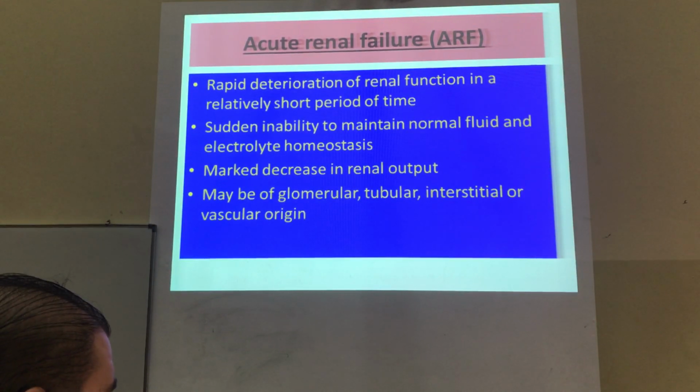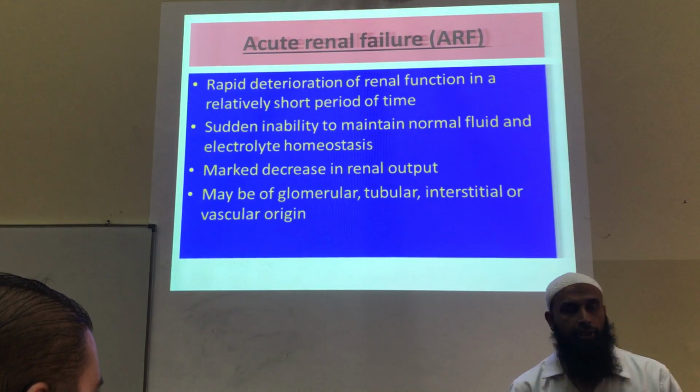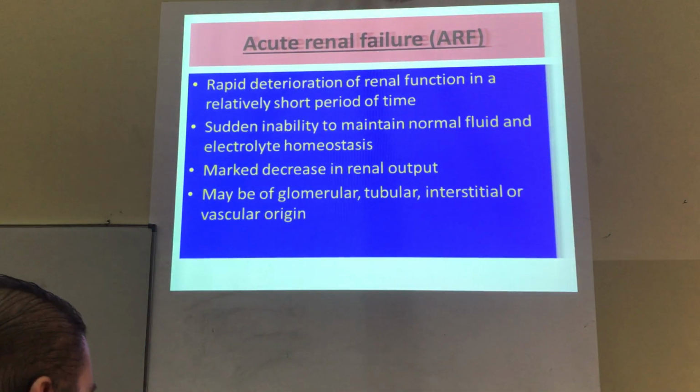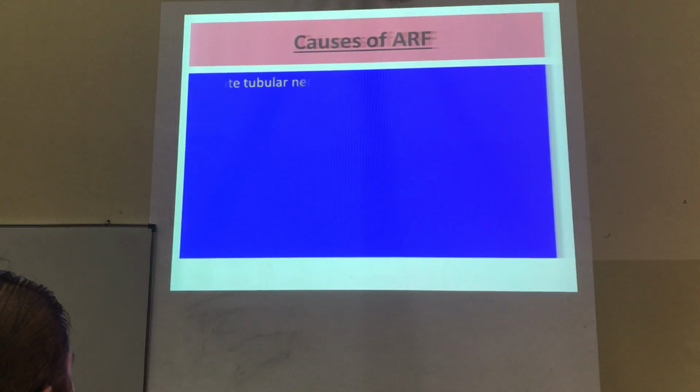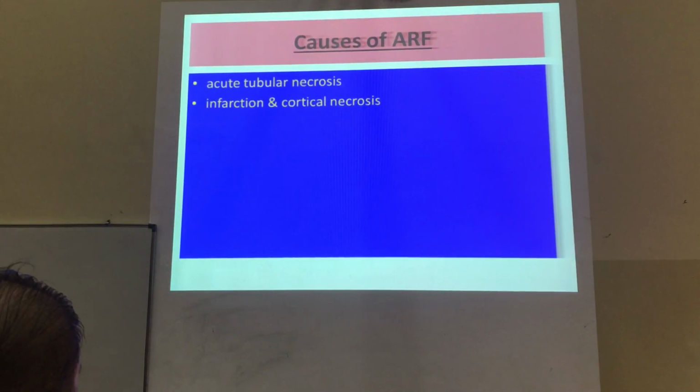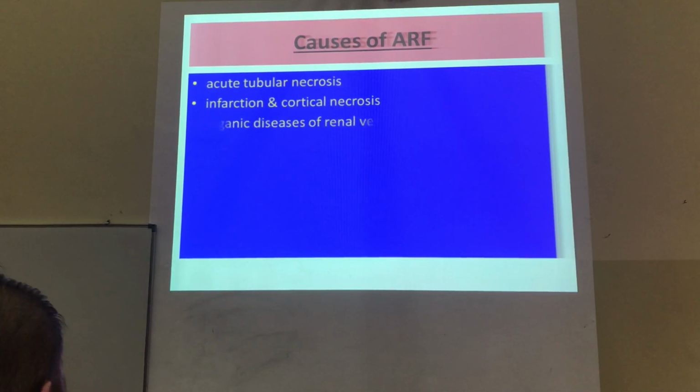Sometimes if there is a sudden blockage of the renal artery, renal artery stenosis, they can also lead to these things. So what are the causes? Acute tubular necrosis, as I discussed before, infarction and cortical necrosis. The cortex of the kidney can be necrosed. There is infarction because of blockage of the blood supply, because of any thrombus, or sometimes even direct injury, it can lead to these necrosis.